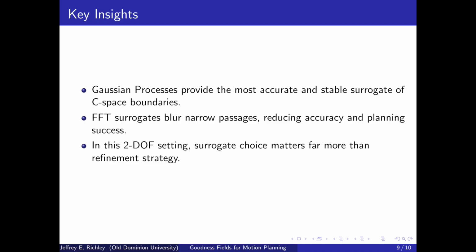To close, I want to summarize the key insights from this work. First, Gaussian processes consistently provide the most accurate and stable surrogate representation of configuration space boundaries. They preserve sharp transitions, learn efficiently from limited data, and integrate naturally into the planning process. Second, FFT-based surrogates tend to blur narrow passages due to global smoothing.